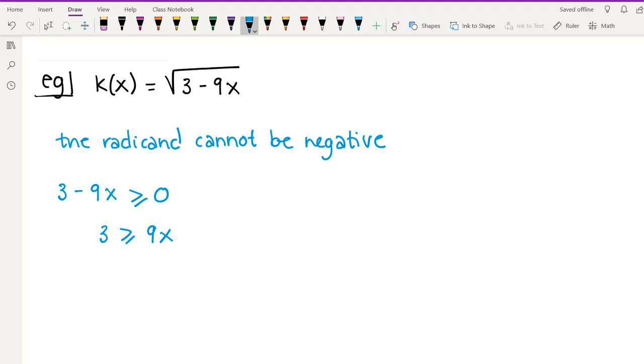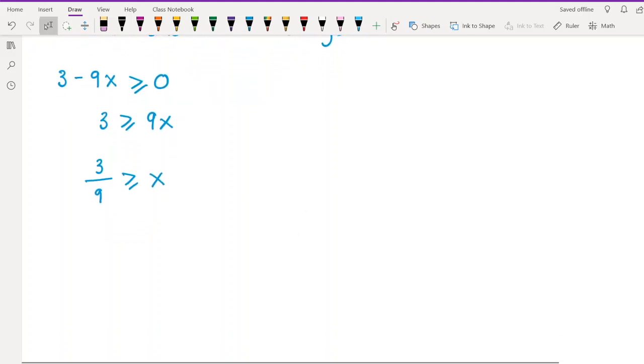Okay, so if we add 9x to both sides, we have 3 is greater than or equal to 9x. So now we can divide both sides by 9. So we get 3 over 9 is greater than or equal to x. And so 3 over 9 can be reduced. That's the same thing as 1/3. And so this is a fine answer, but typically you want to flip it the other way.